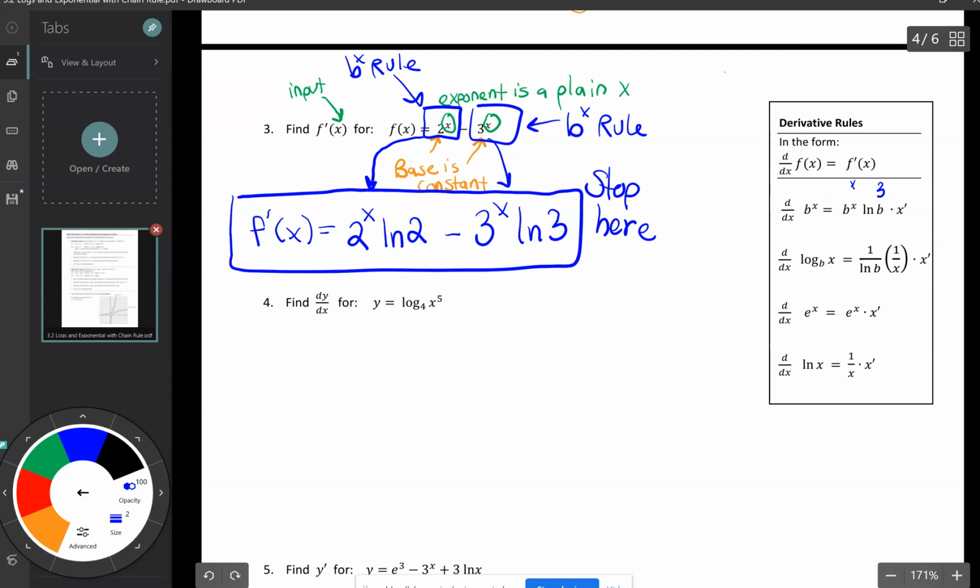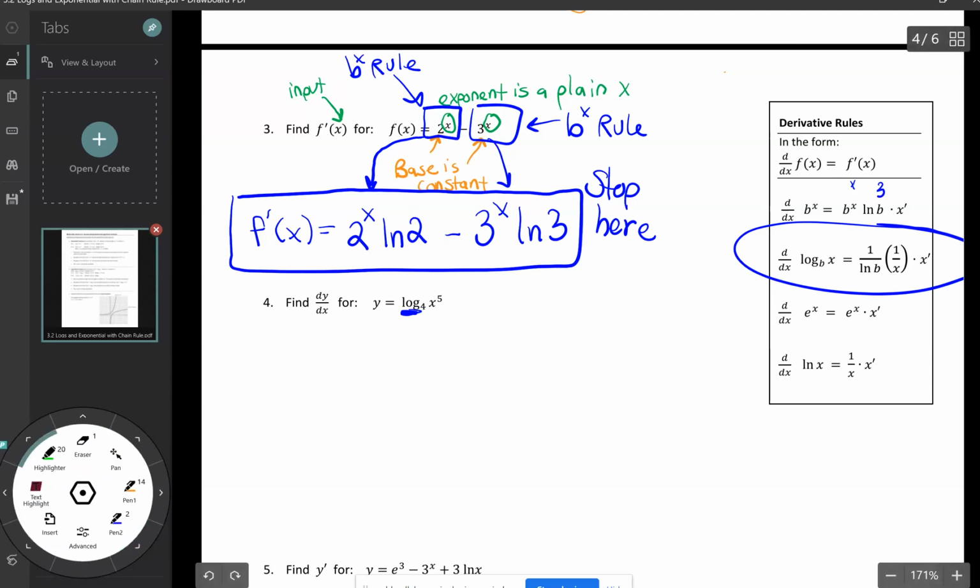Okay, 4. Here they're asking me to find the derivative, the change in y over the change in x, the rise over the run. Okay, we're asked to find the derivative. For this equation, technically it's not a function because they use the y equals, it's an equation, and it has a LOG in it. So I'm going to go immediately to my LOG rule. That's the rule I'm going to use.